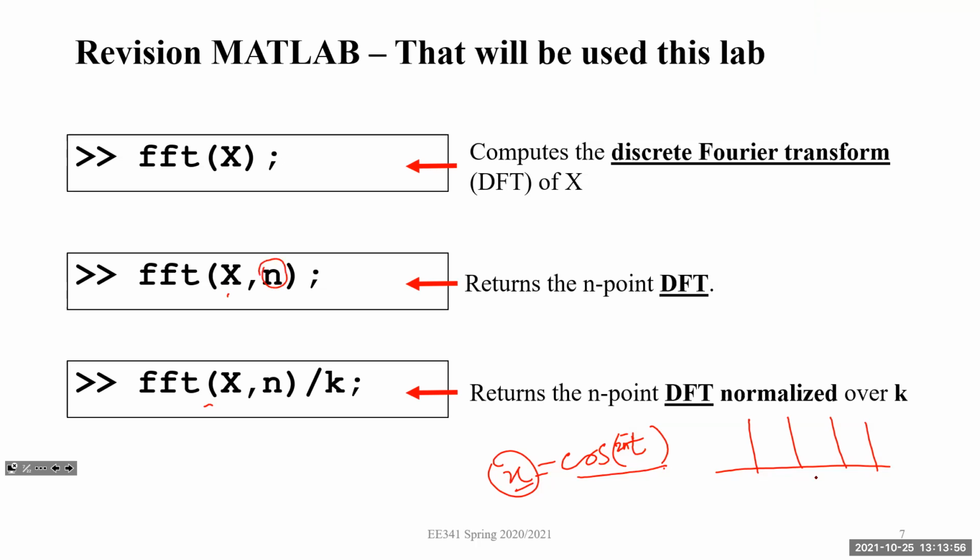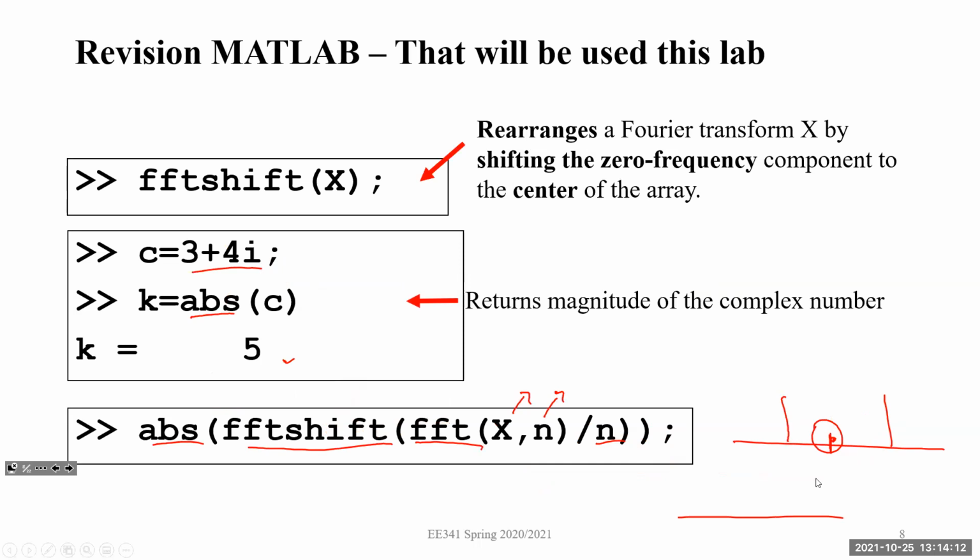How many samples? And then this one is the same, and you will normalize your x with respect to this. This can be any number: 1, 2, 3, any number. Here, we are normalizing this with the actual number of samples, the actual number of points.